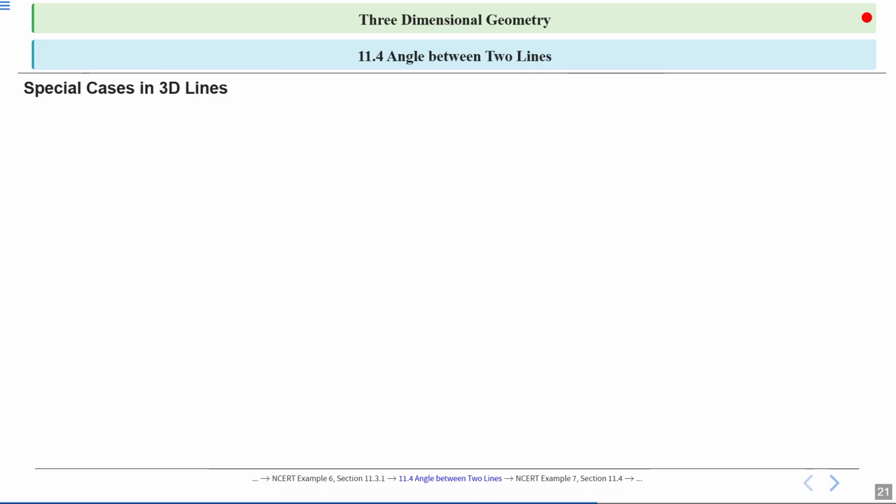Now we will see another case in 3D lines. So let's define parallel lines in 3 dimensions. When two lines are parallel, the angle between them is 0 degrees. That means they point in exactly the same direction, and never meet no matter how far they extend.